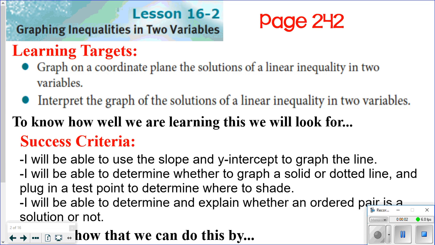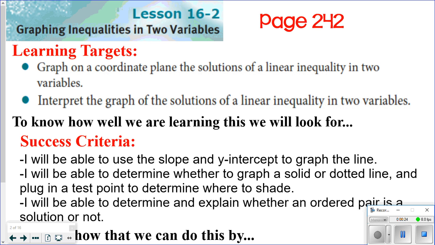Today we're going to cover lesson 16.2, and we're not going to use the book because the book has two examples which are already worked out for you, and then they don't give you graphs. So we're going to walk through a note sheet, but lesson 16.2 is about graphing inequalities in two variables.